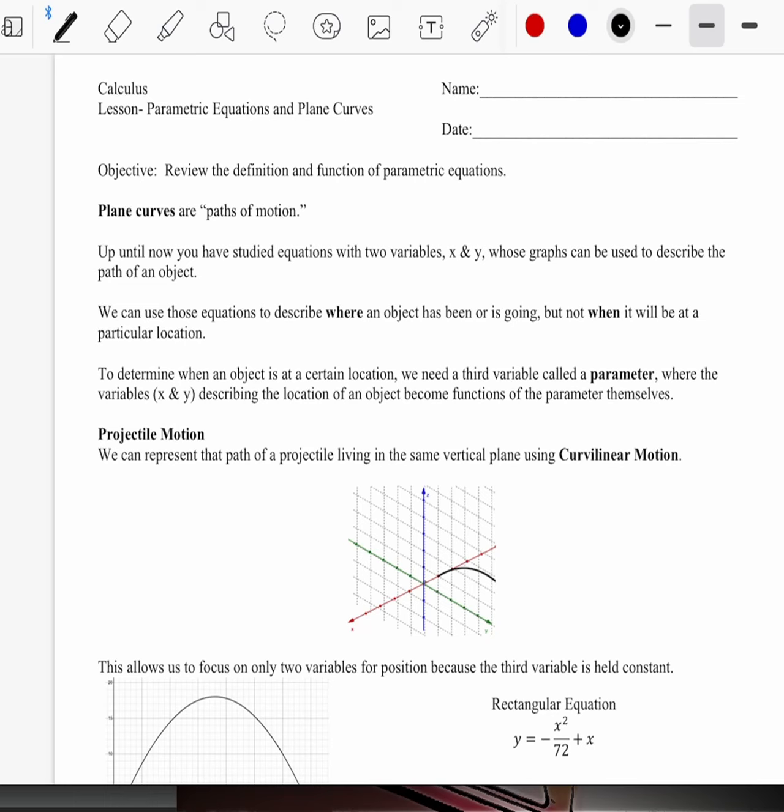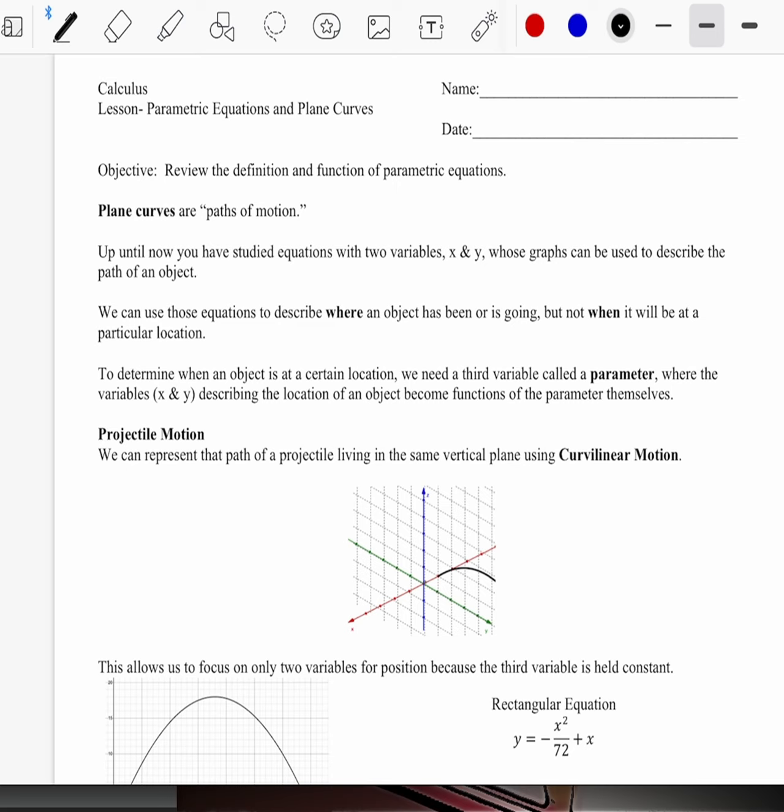Of parametric equations and plane curves. Parametrics allow us to take an ordinary function and write it in terms of an additional variable that we call a parameter. I'll get to that in a minute, but plane curves are paths of motion.